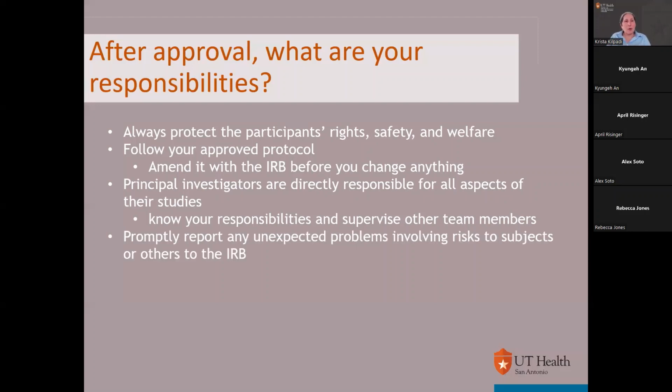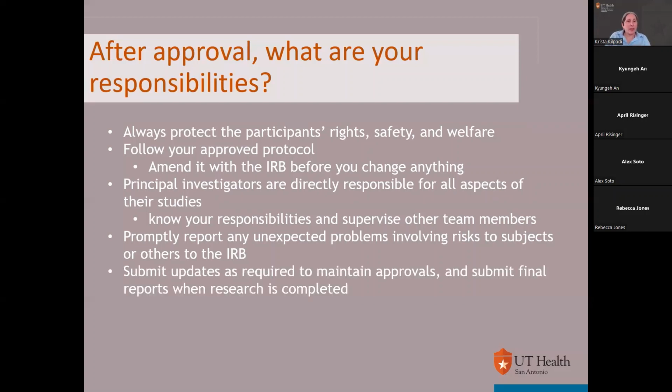You need to promptly report any unexpected problems involving risks to subjects or others to the IRB so that we can review those and make sure that there are no changes that need to be made in your study to prevent that from happening in the future. Please submit the updates, as I mentioned earlier, as required to maintain your approvals, and submit your final reports when your research is completed if you need to do that.